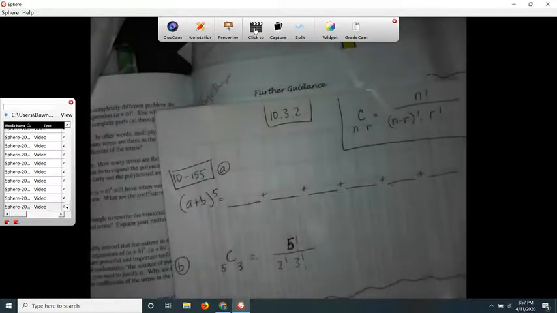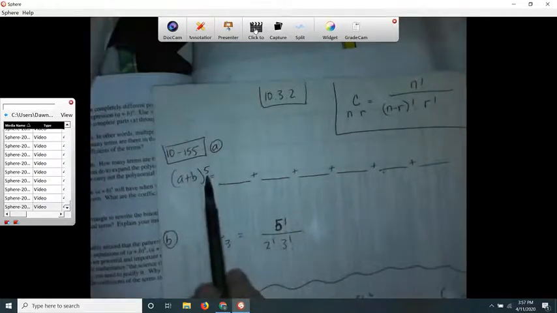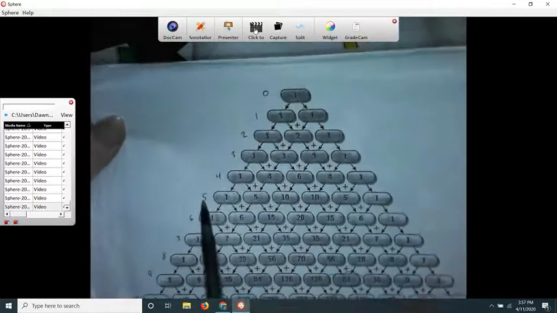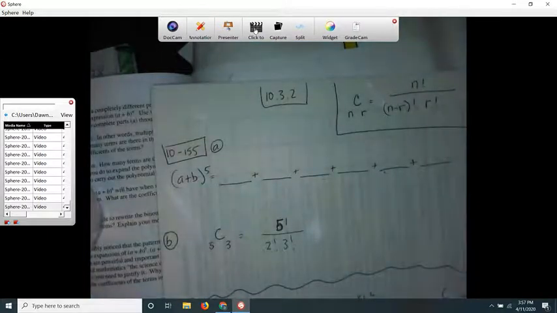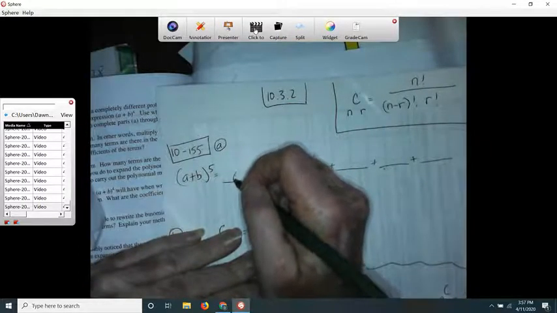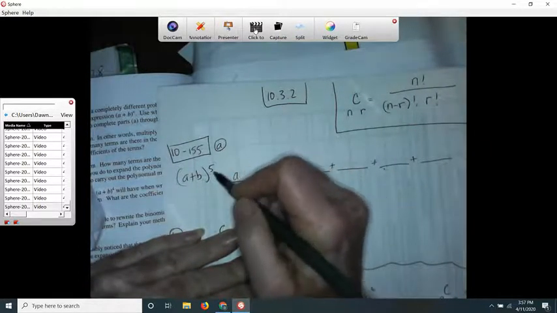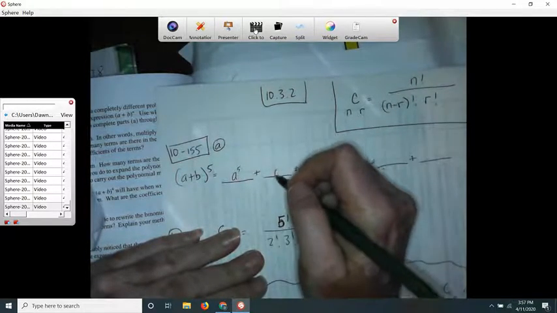So I already kind of explained to you guys that there's going to be 6 terms, because on our triangle, row 5 has 1, 2, 3, 4, 5, 6 terms. I'm just going to do the letters, not the numbers. This one is going to start with a to the 5th power, and then it's going to go in descending order.